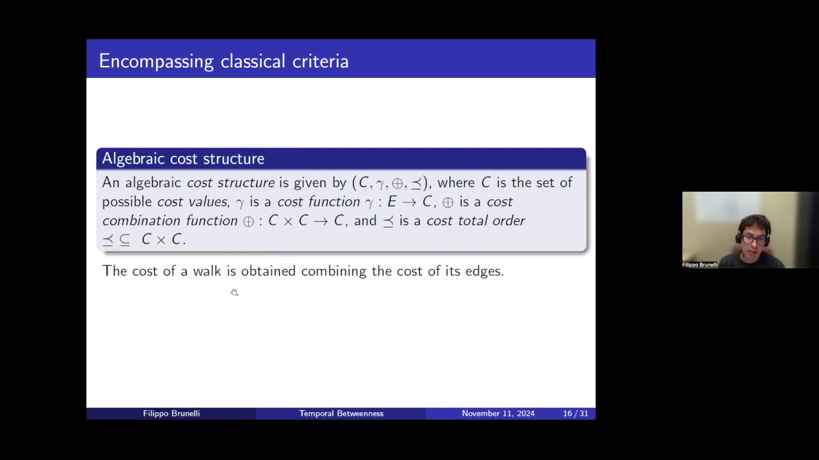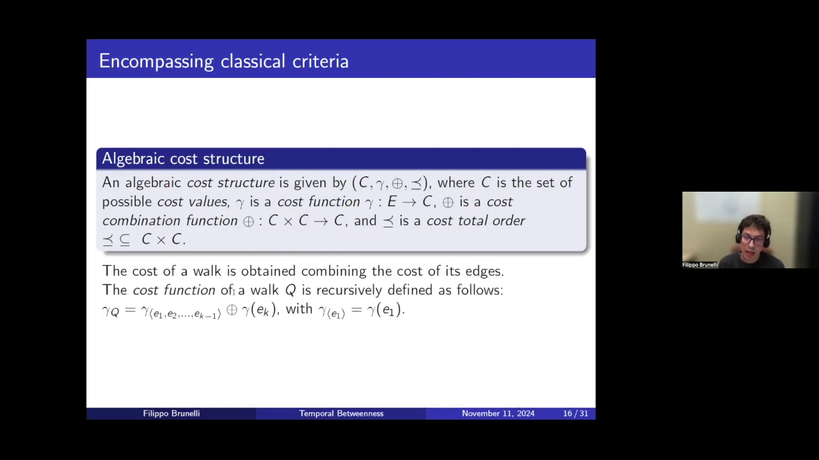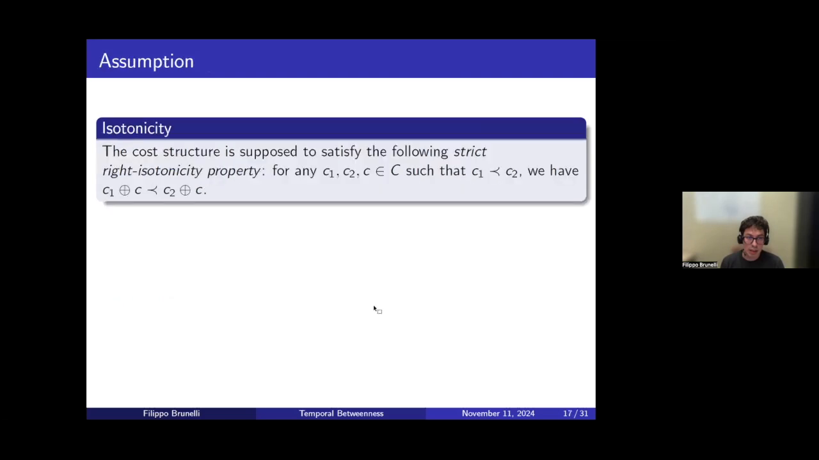And to obtain the cost of a walk, we combine the cost of its edges by, let's say, recursively defining the cost of a walk. So the cost of a walk Q is given by the cost of the prefix combined with ⊕ with the cost of the last temporal edge of the walk.